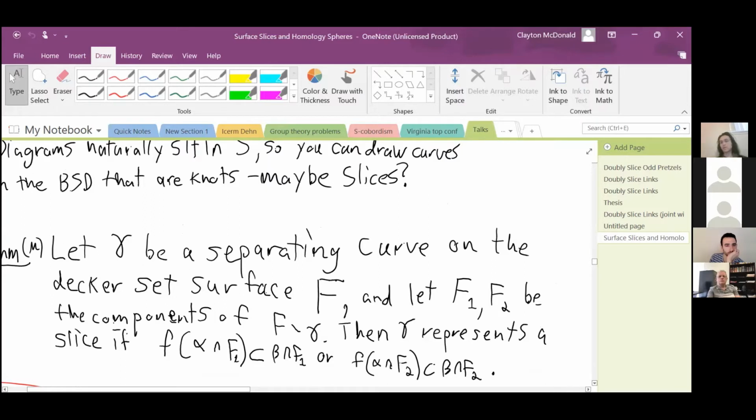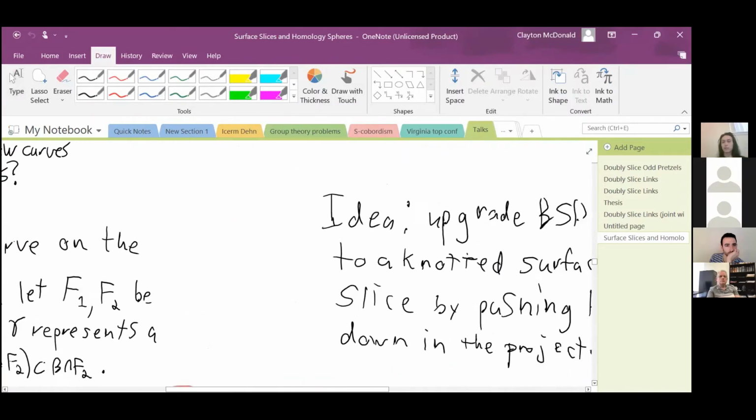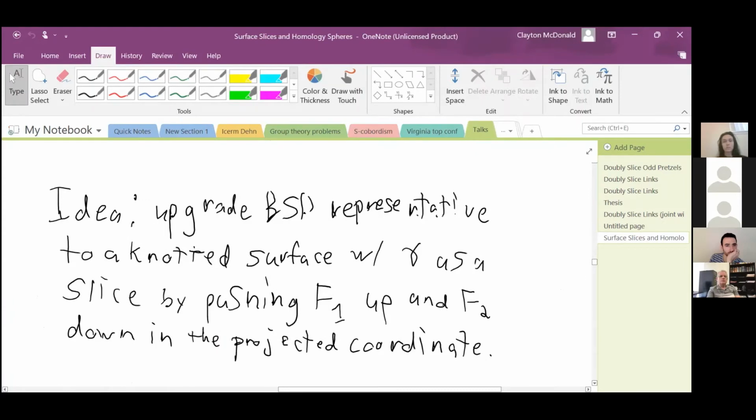So maybe it's not clear what that means right now. It'll be clearer once I get to an example, but let me just explain the rough idea of the proof here. We want to upgrade our broken surface diagram representative, like our immersed surface, to a knotted surface, an embedded knotted surface with gamma as a slice. We're going to think about this broken surface as living in some equatorial S3, and then we're going to push F1 up, or maybe it's down, in one direction and push F2 in the other direction.